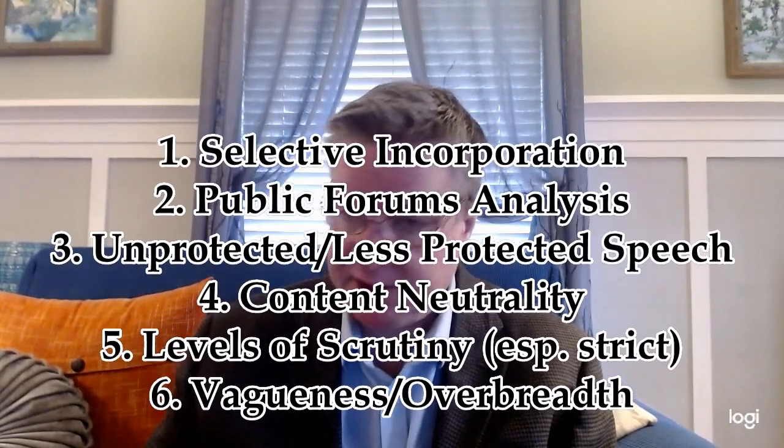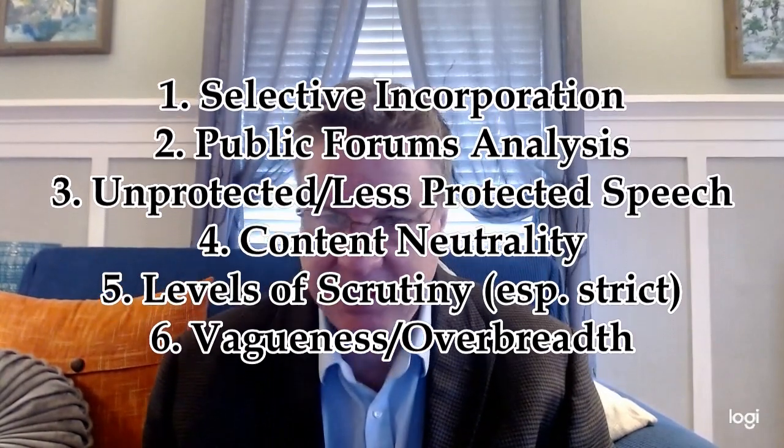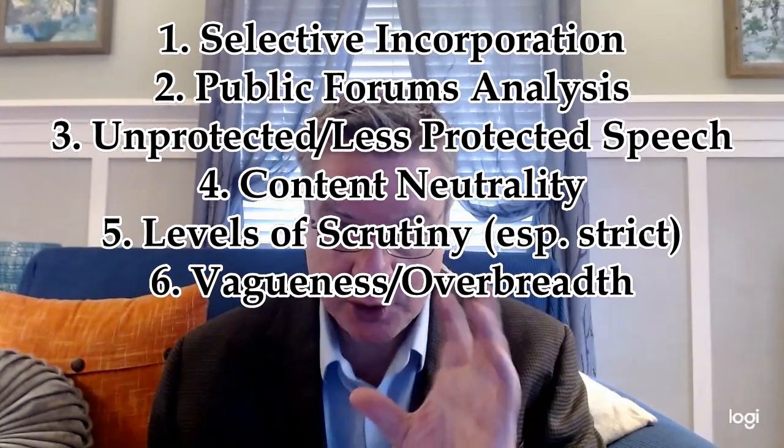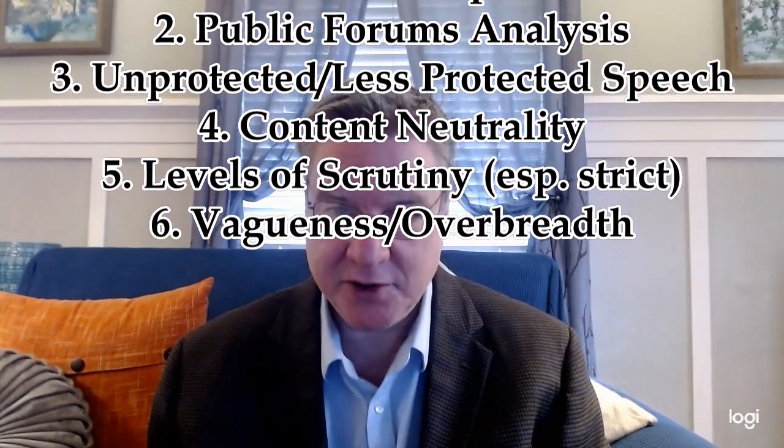And I lied. Just as I was speaking, I remembered something that I wanted to talk about that I forgot to put on the list. Don't make it 5. There are 6 things to put on your mental checklist. The 6th one is vagueness and overbreadth. Easy to talk about those ideas in almost any First Amendment question.